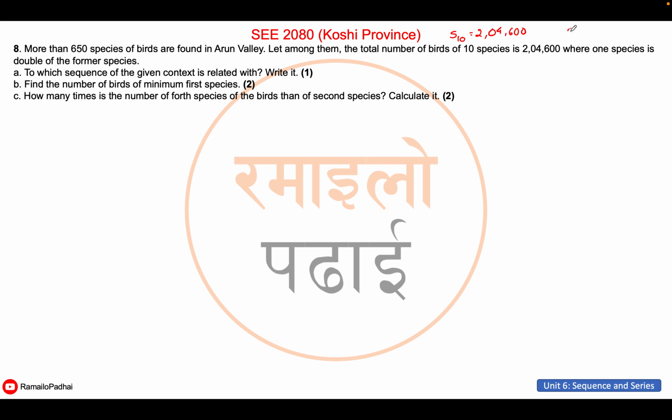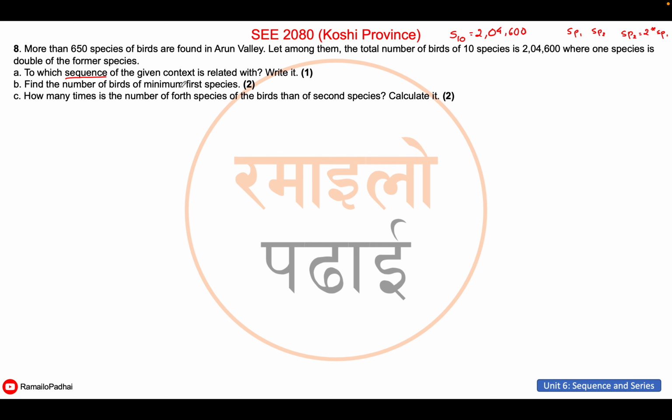So if sp1 is the number of first species and sp2 is the number of second species, sp2 is equal to 2 times sp1. It is what the question is saying. Now in A, to which sequence the given context is related with, write it. So they are asking which sequence the context is related with. In B, find the number of birds of minimum first species.